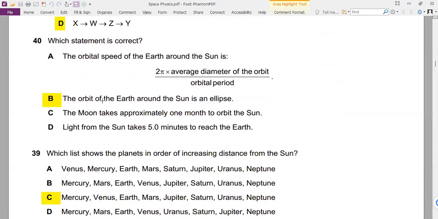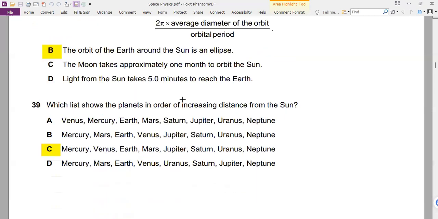The correct statement is this one because here it should be radius. The Moon does not orbit the Sun, and the Sun does not take 5 minutes for light to reach. So the orbit of Earth is elliptic. We should know this from the phrase MMJ Sun.